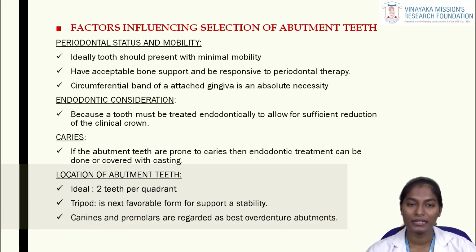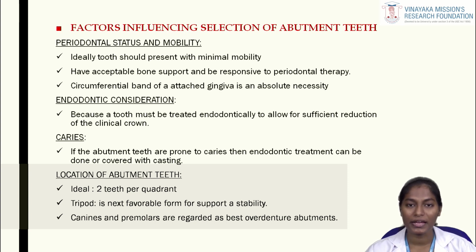And third is the caries. If the tooth is susceptible to caries, we should not use such teeth for our overdenture. So, location of abutment: ideally 2 teeth per quadrant is advisable. If not, 2 teeth in one quadrant and 1 tooth in the other quadrant, that is tripodal configuration. Otherwise, 1 tooth in each quadrant must be present for the overdenture therapy.